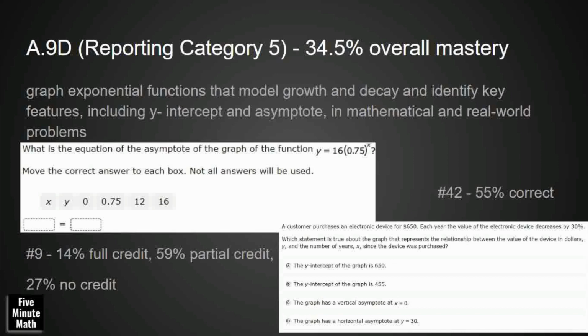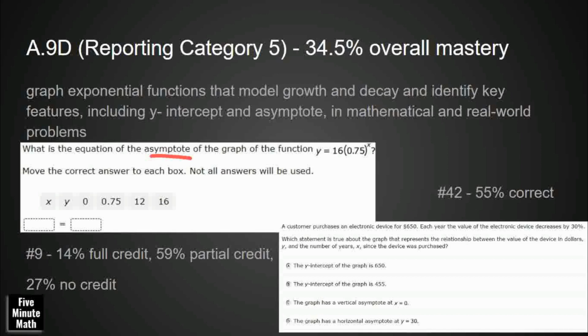All right, so we have one a little bit better, but we're still just a hair over 1/3, right? 8.9D, 34.5% overall mastery. You see it's tested twice. Graphing exponential functions. Now, this number 9 was very difficult. First, we had to just know what the asymptote was. That's a vocabulary term we need to bring in. Most students are probably familiar with that, but you had to write the equation for it.